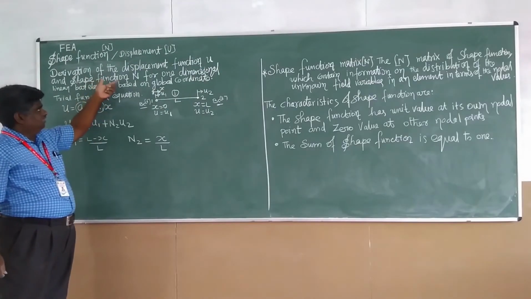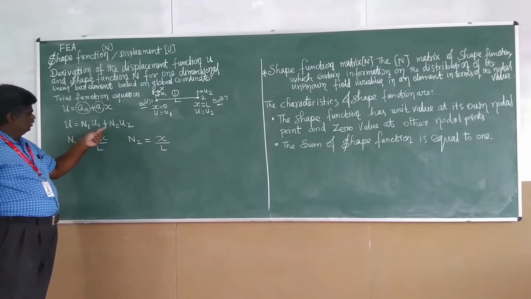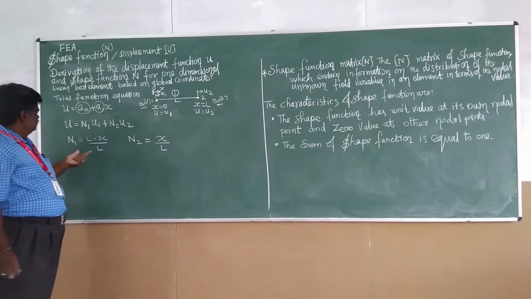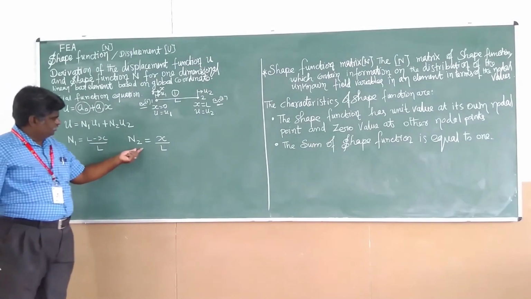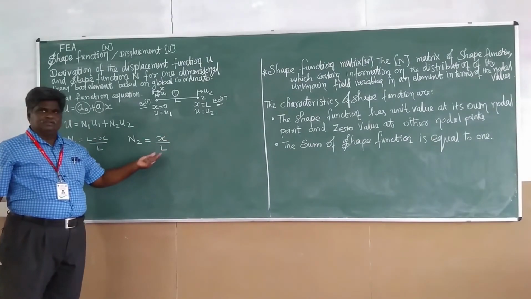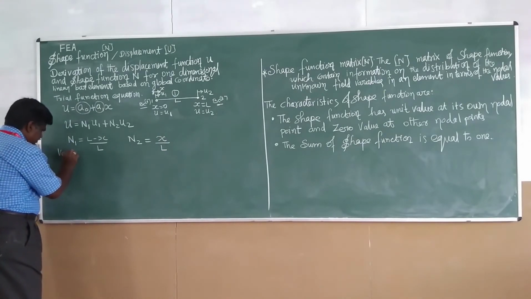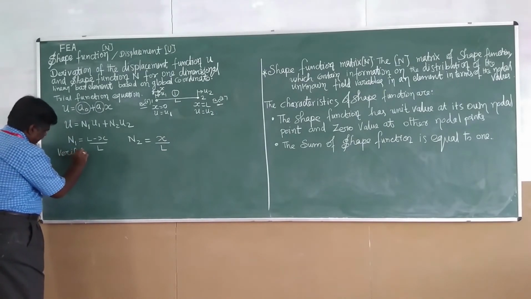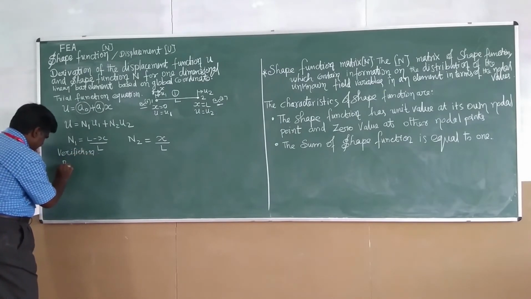We derive the displacement function u equal to N1 u1 plus N2 u2. The shape function N1 is (L minus x) divided by L, and N2 is x divided by L. We have to verify whether the boundary conditions are satisfied or not. Verification.